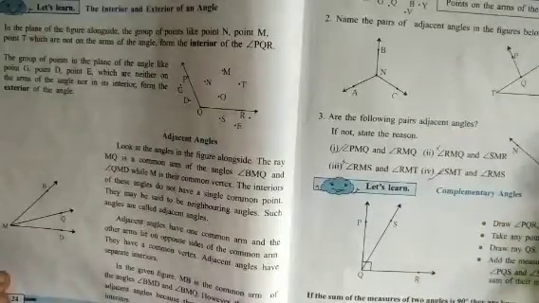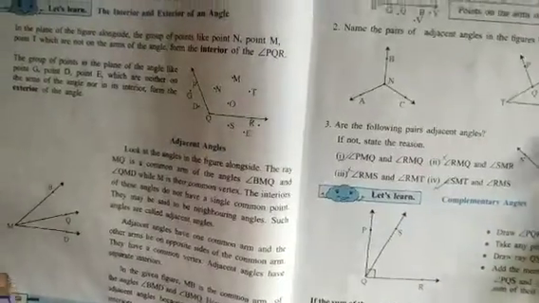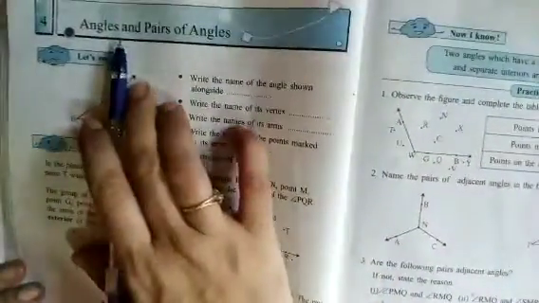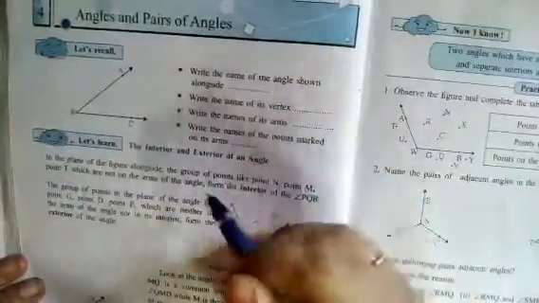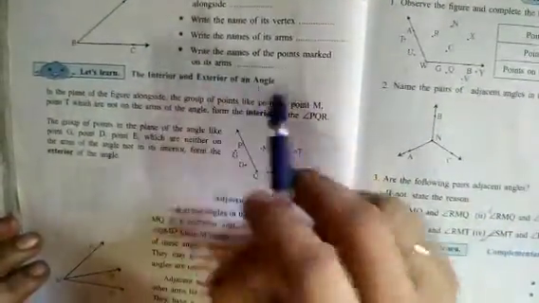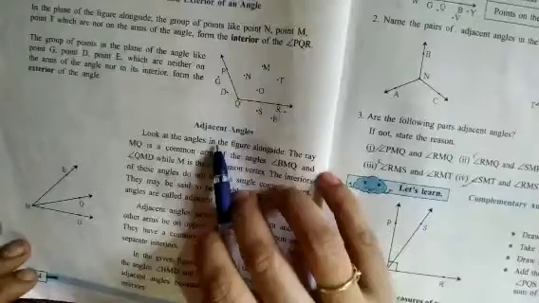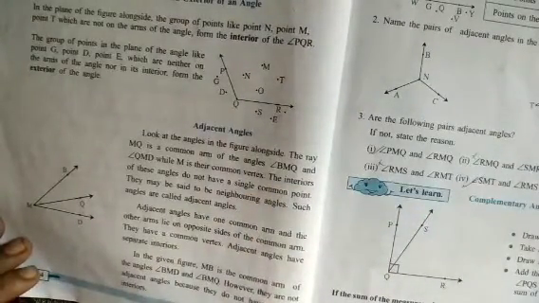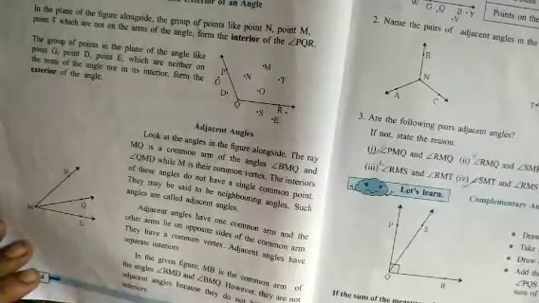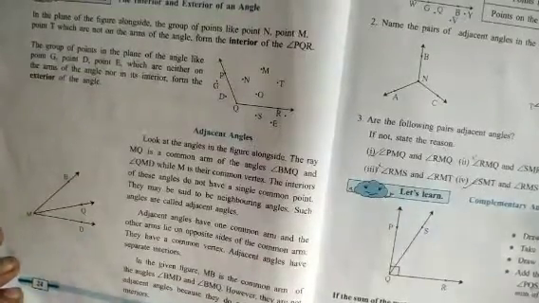Welcome students. Today we will start a new chapter, chapter number 4, angles and pair of angles. In this we will see the interior and exterior of an angle, adjacent angle, complementary angle, supplementary angle, and so on. So let's start with this.